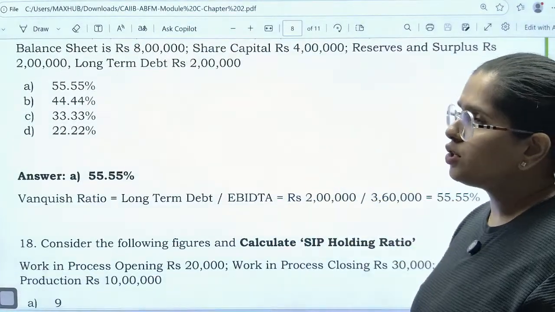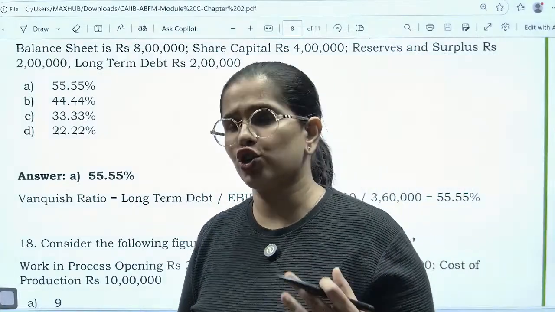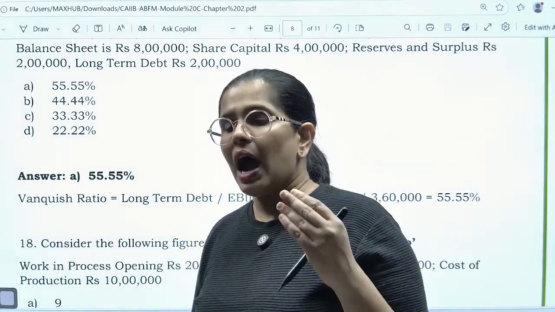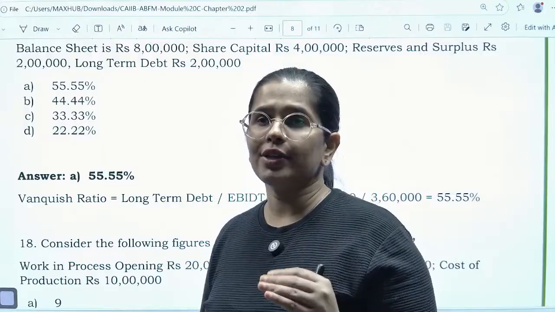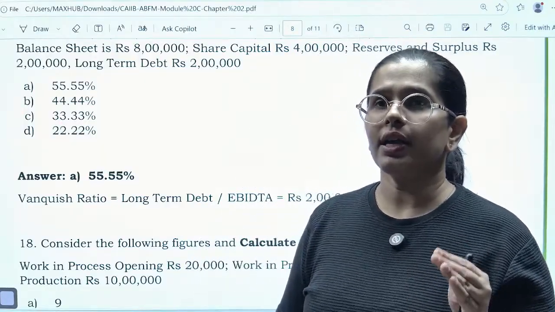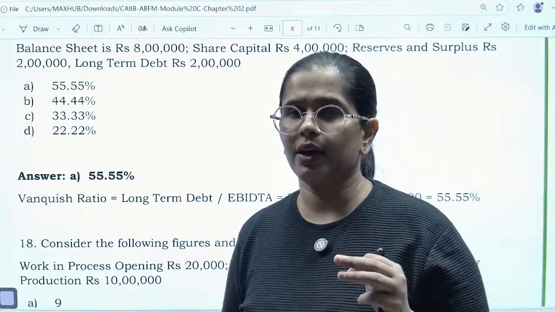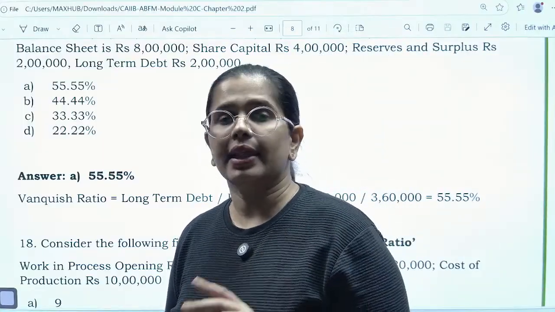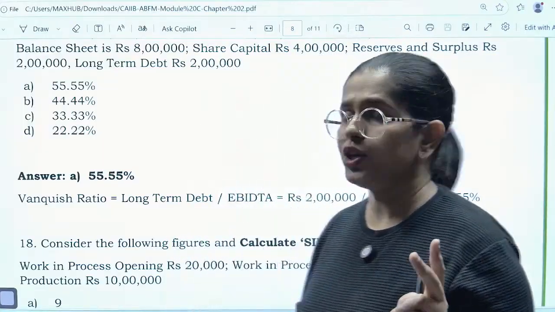One thing that you need to remember over here is that vanquish ratio means how quickly your debts are going to disappear because they are covered by the earnings. So how quickly they are going to disappear, this is something that we tend to measure from the vanquish ratio.